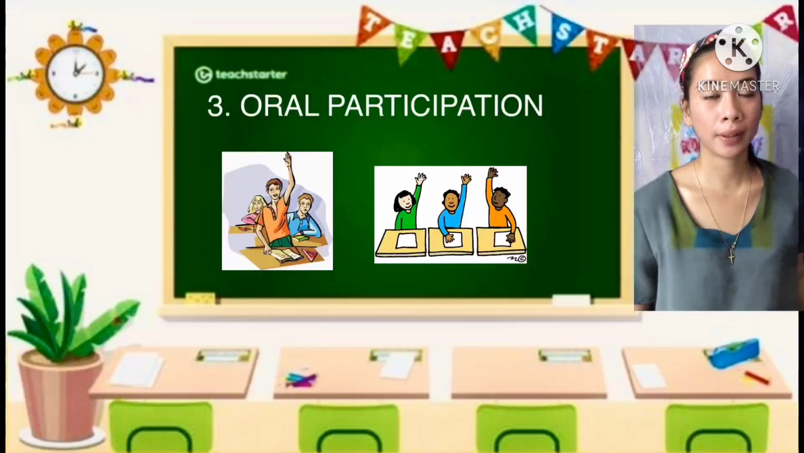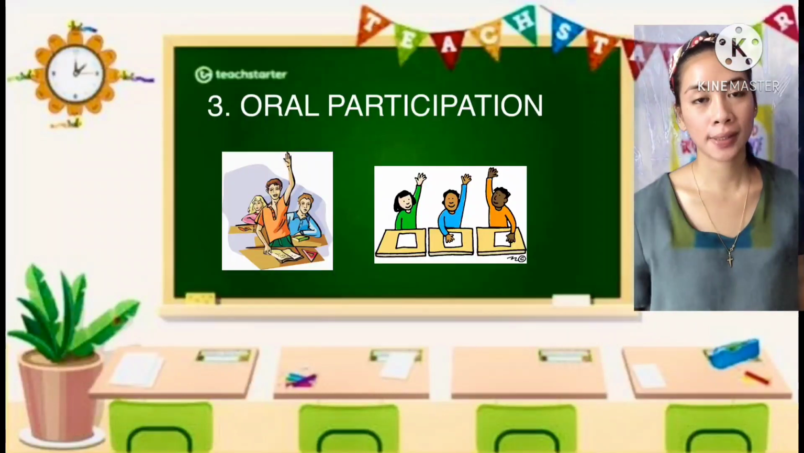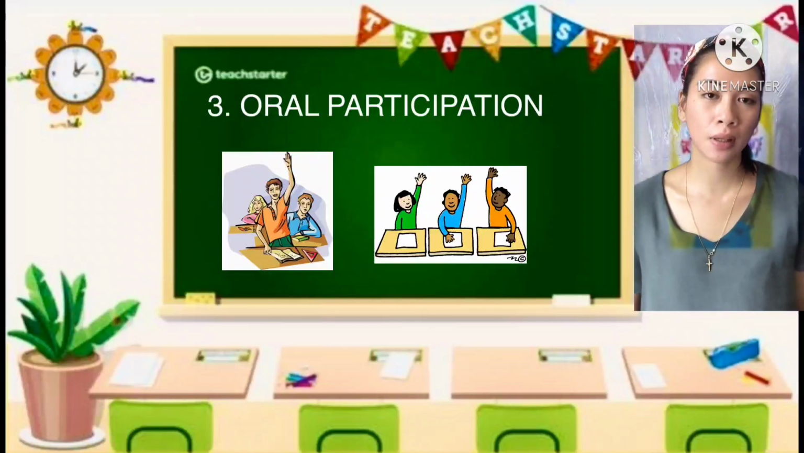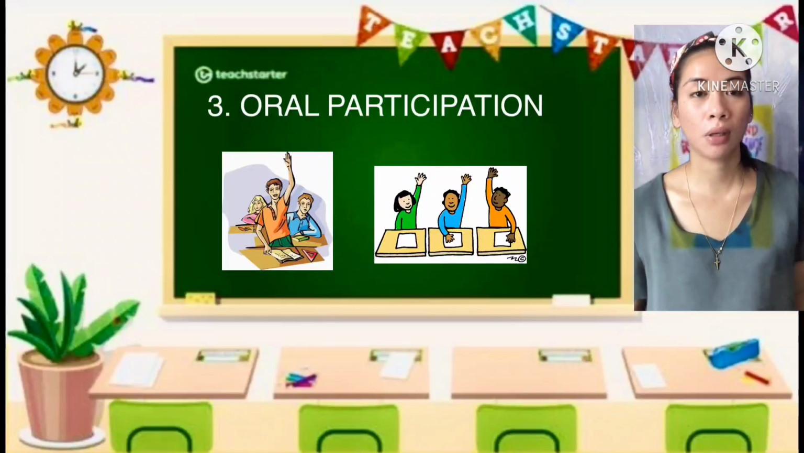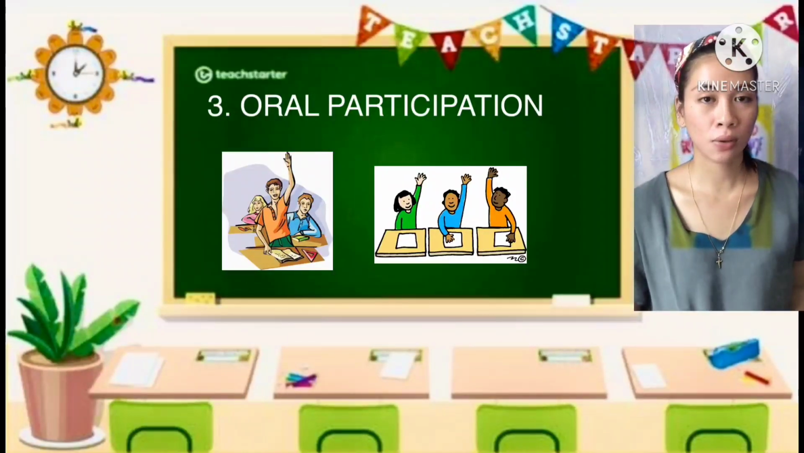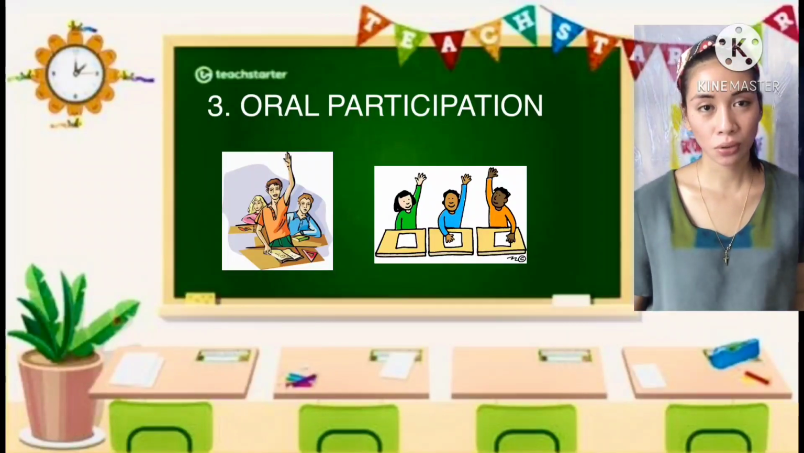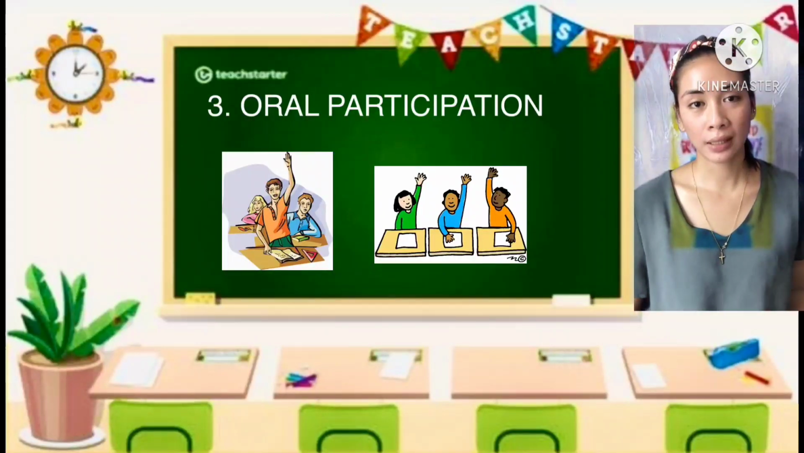Number three, oral participation: the active participation in class recitation, panel discussions, debates, as well as special reports. It is easy to evaluate students who are actively participating in class recitation, meaning they have read the material and are engaged in the discussions. With that, they are able to share ideas.